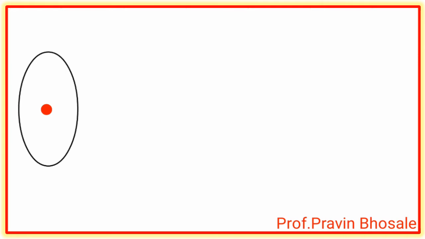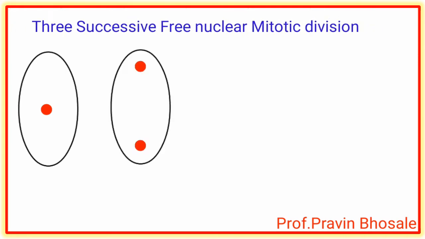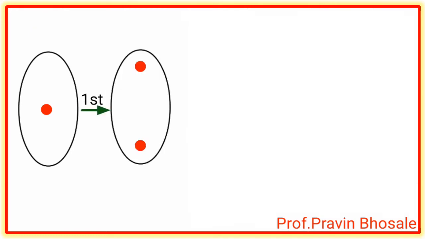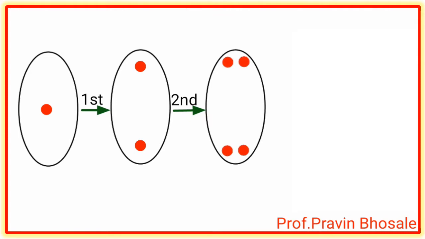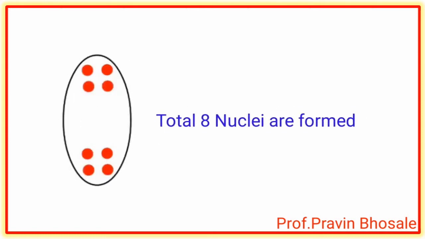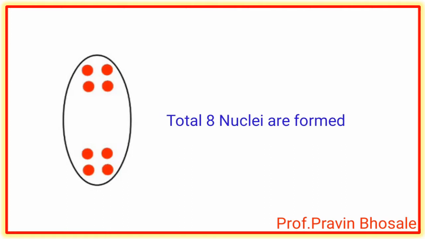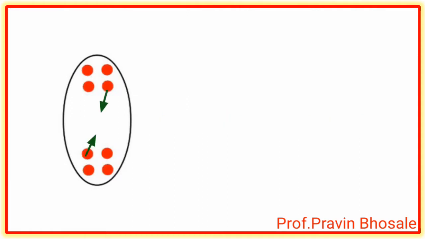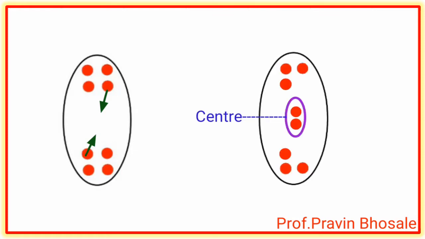It undergoes 3 successive free nuclear mitotic divisions. After the first division, 2 nuclei are formed. After the second division, 4 nuclei are formed, and ultimately after the third division, 8 nuclei are formed. Thus, a total of 8 nuclei are formed, 4 of which are located at each pole. One nucleus from each pole migrates towards the center and these are called polar nuclei.